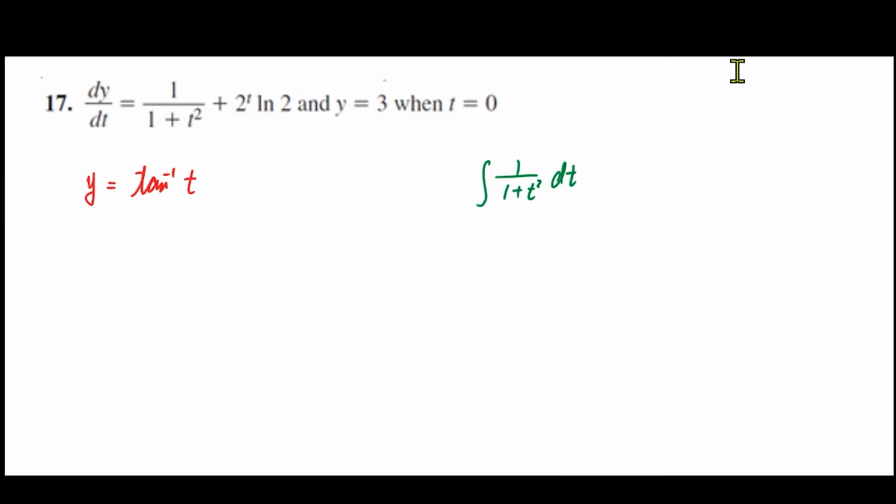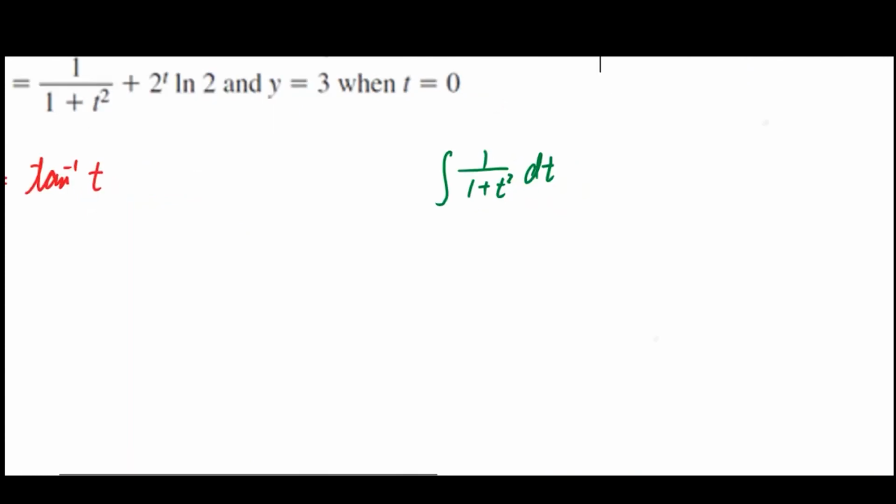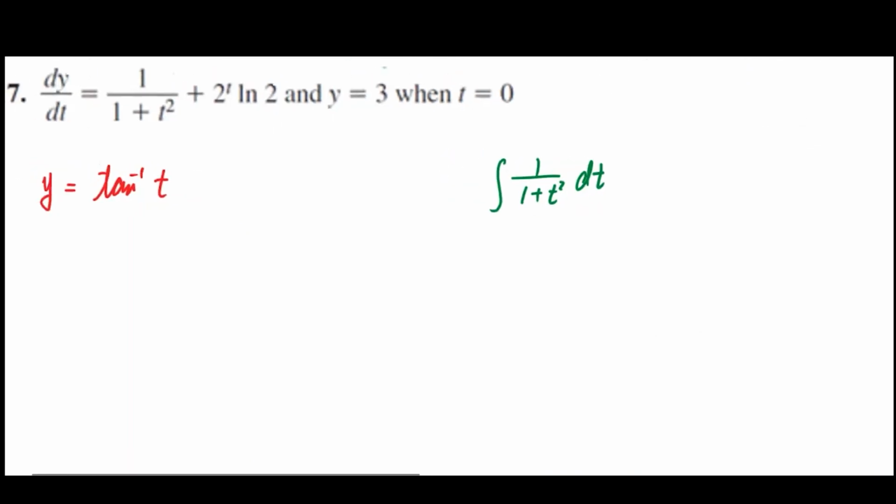And then what we're going to do is, there's a nice trick. Let x be tangent theta. Okay, now why would I want to do that?